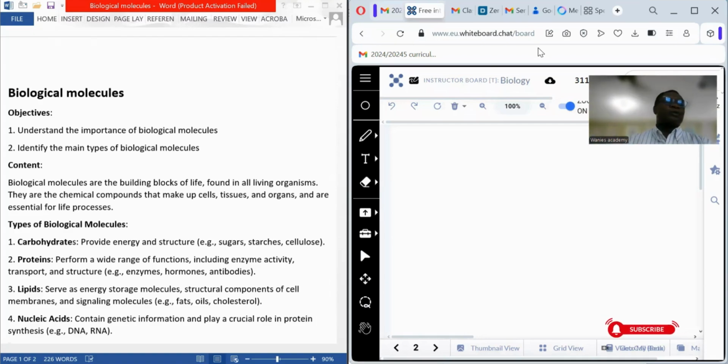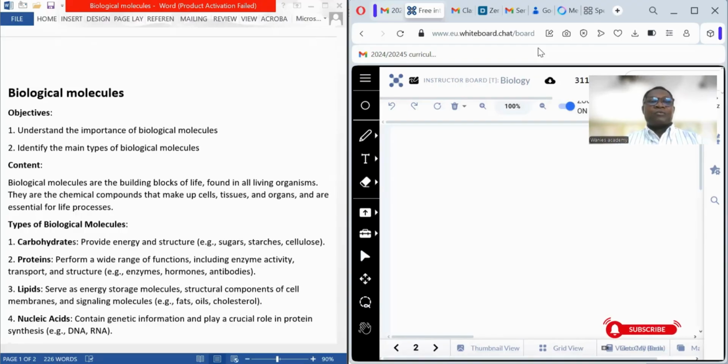Biological molecules are building blocks of life found in all living organisms. They are the chemical compounds that make up all the cells, tissues, organs, systems, and some essential life processes in the body of living organisms. They are needed to keep the living organism alive and awake. They make up all the metabolic processes of living organisms.